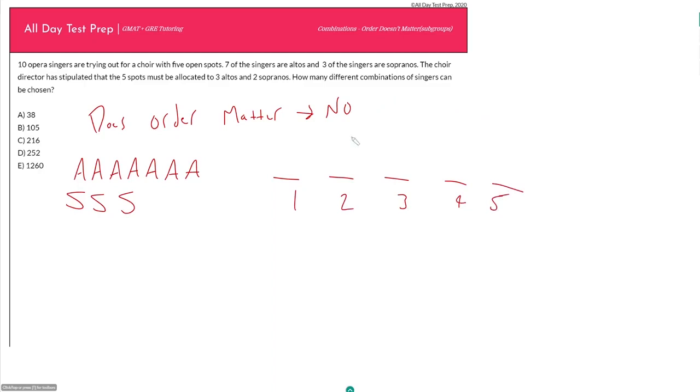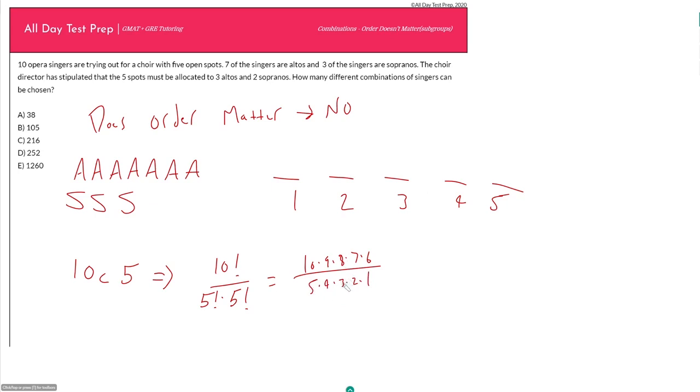However, these spots are restricted because I must have 3 altos and 2 sopranos, which means the one thing you would not want to do is say the answer here is just 10 choose 5, because I have 10 people to choose from and I got to choose 5. That would not take into account our restrictions. In fact, if we were to do this, I would guess one of the trap answers is going to be this. So 10 choose 5 would be 10 factorial over 5 factorial times 5 factorial, which would be 10 times 9 times 8 times 7 times 6.